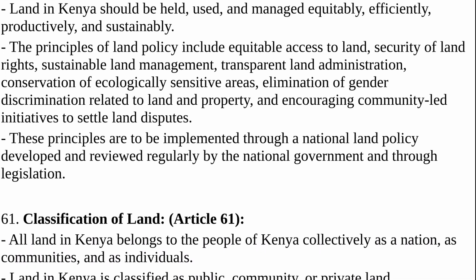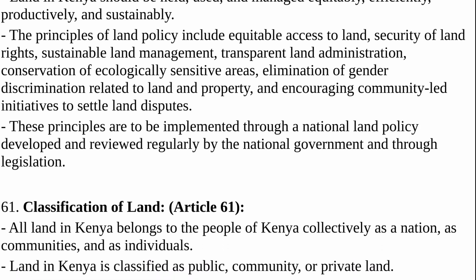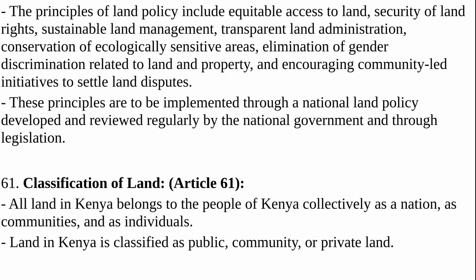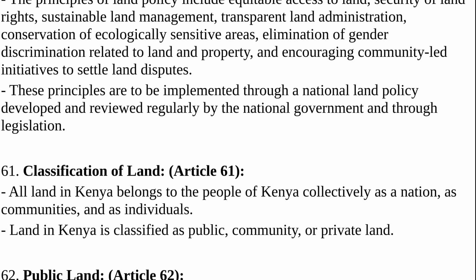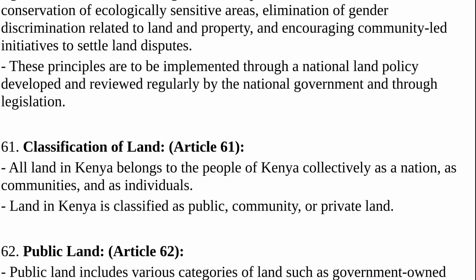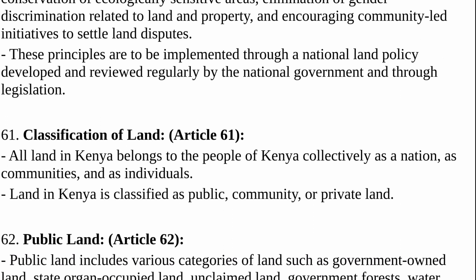61. Classification of land. Article 61. All land in Kenya belongs to the people of Kenya collectively as a nation, as communities, and as individuals. Land in Kenya is classified as public, community, or private land.